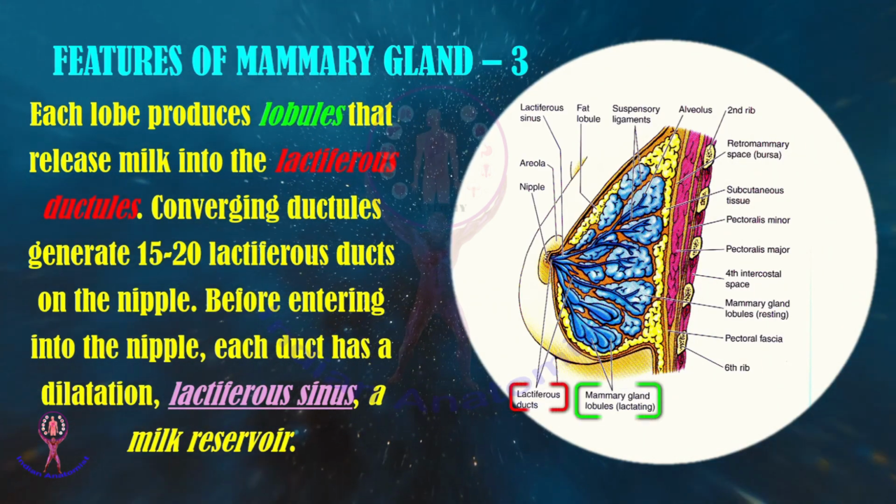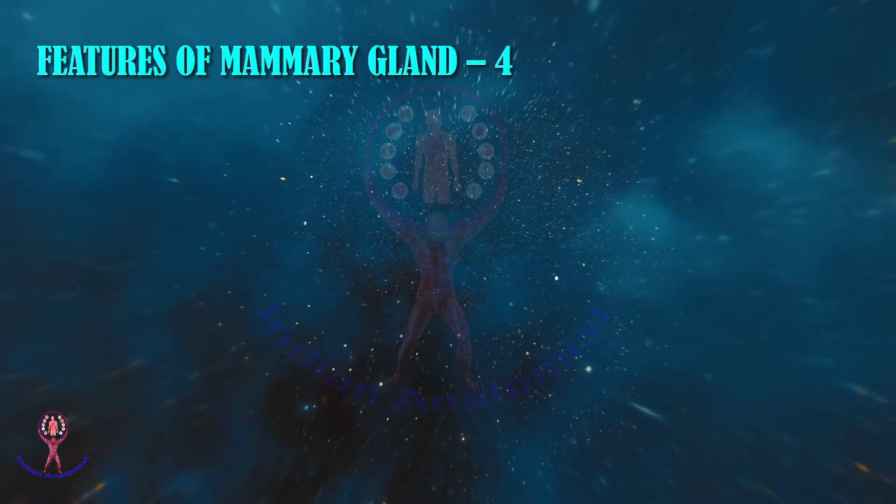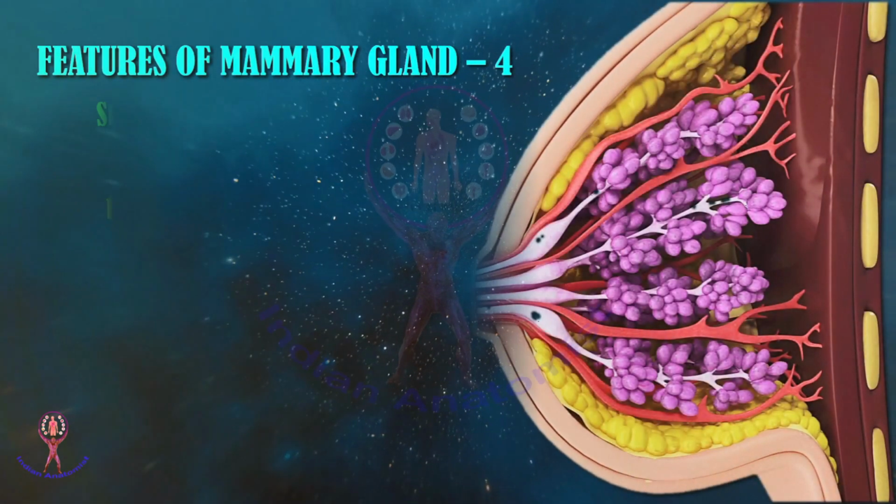Before entering into the nipple, each lactiferous duct has a small dilatation called the lactiferous sinus, which acts as a milk reservoir. The last feature of the mammary gland is the stroma.